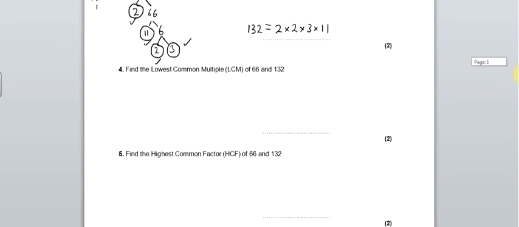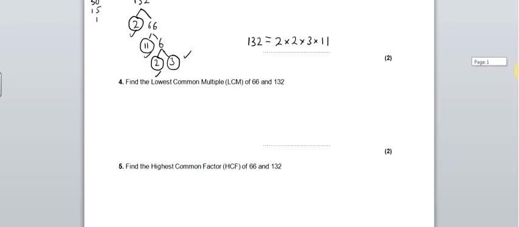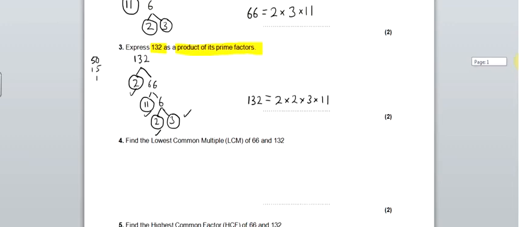Now, find the lowest common multiple. So what I'm going to do is I'm going to use both of these sets of numbers here. And there's more than one way to do this. I'll show you the other way at the end, but I'm going to use this list here, that's the 132 list, and this list here. Now, I know that the lowest common multiple has to be in the 66 times table, which means it's going to have 2 times 3 times 11 in it. And that's basically the same as that list there. So use the first list.